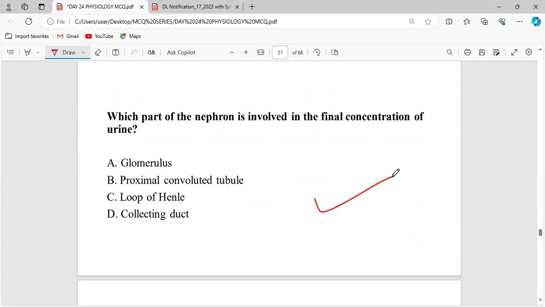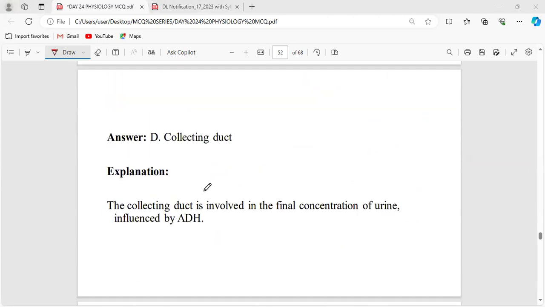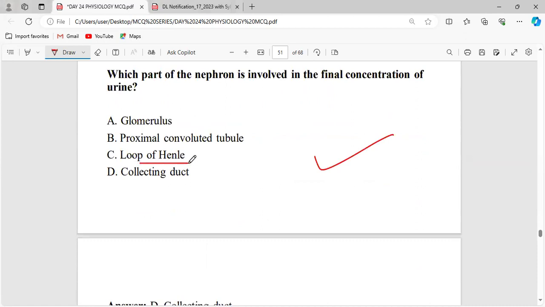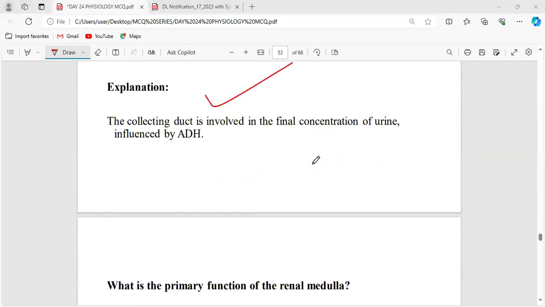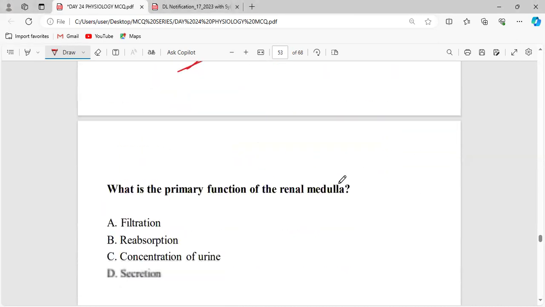Which part of the nephron is involved in the final concentration of urine? Final concentration means the water has to be reabsorbed at last. That will be the collecting duct. Water absorption also takes place in the proximal convoluted tubule, Henle's loop, and collecting duct. If we are reabsorbing the water, definitely it results in more concentrated urine. So finally, the water is reabsorbed in the collecting duct, so the final concentration of urine happens in the collecting duct, and that will be influenced by the ADH.